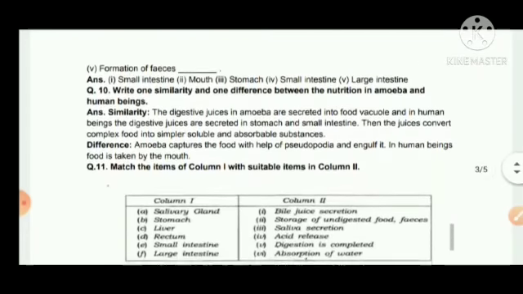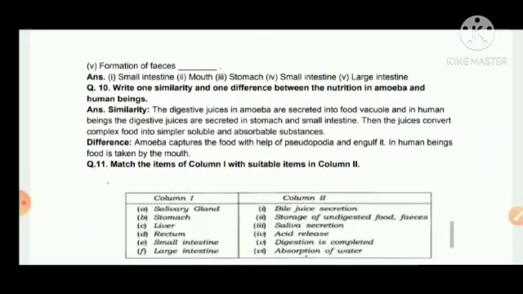Number 10, write one similarity and one difference between the nutrition in amoeba and human beings. The digestive juices in amoeba are secreted into food vacuoles, and in human beings the digestive juices are secreted in the stomach and small intestine. Then the juices convert complex food into simpler, soluble and absorbable substances. And the major difference is that amoeba captures the food with the help of its pseudopodia and engulfs it, while in human beings food is taken in by the mouth.